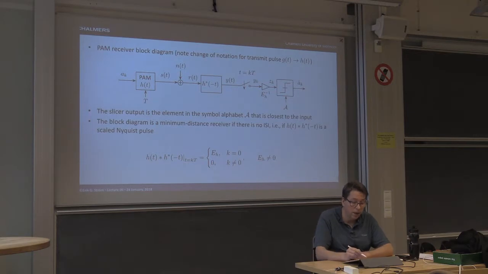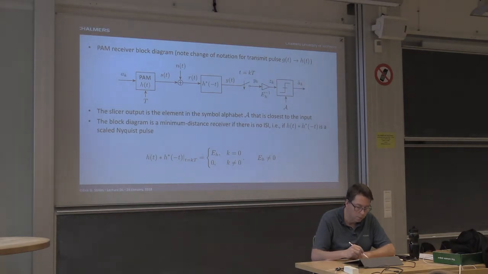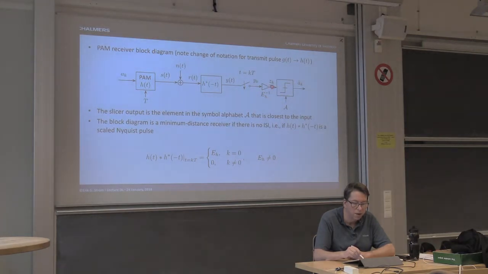What we do then is the following. We take yk, and then we multiply with the inverse of the energy of h, and then we get z, and then we feed it through the slicer that I will explain momentarily what that is. But it's essentially a decision device that looks at this number and then outputs a decision or a guess on what AK is.